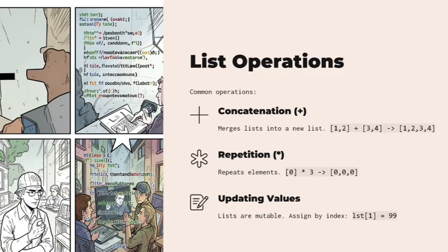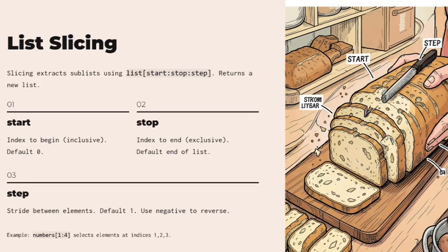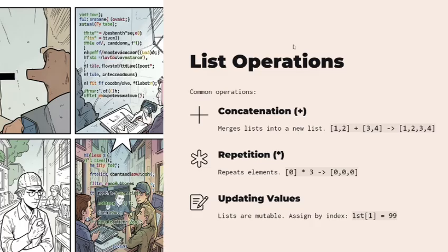Lists are mutable. We can update elements. We can do it like this: if we want to update, we can update it like this. If you want to write this in your notebook for notes, you can write it.